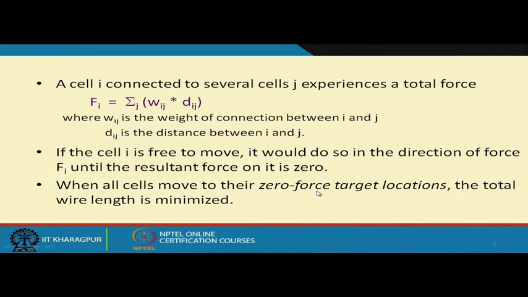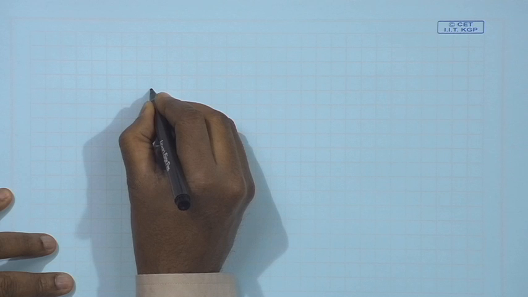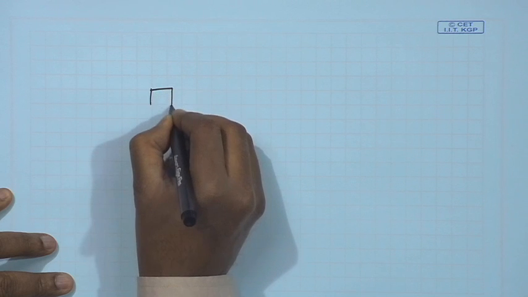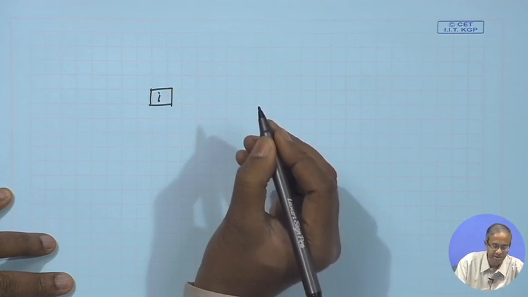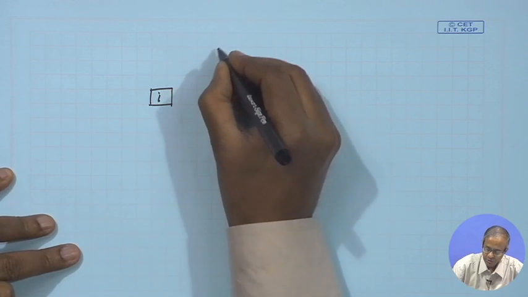Okay. So, then a cell connected to several other cells will experience a force. Well, I will be explaining this expression. Let me work out a simple scenario first, it will be easier to appreciate. Let us say I have a scenario like this, where I have a block I which I want to place.